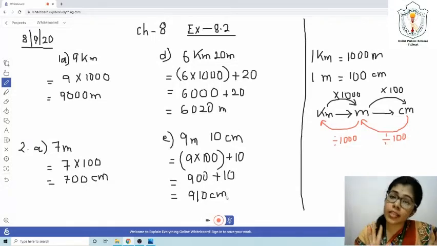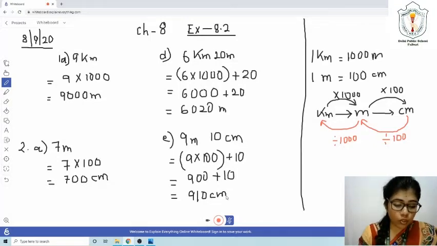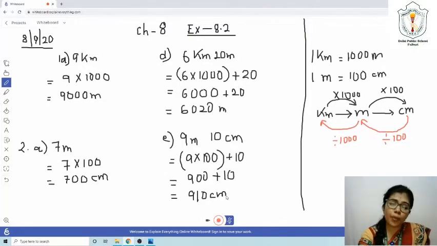So in the same process you will do the rest. For the answers you can check your exercise answer key, which is given in the book itself. You will have it on page number 40. You may refer to the answer keys. Now we'll move to the next exercise, that is exercise 8.3.